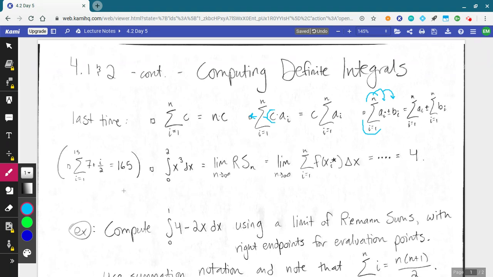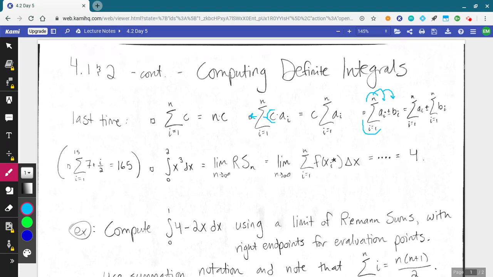We put those to work with a fun little computation. At least I thought it was fun. Computed this here, putting our formulas to work. And then we went to an integral, and once again computed the integral from 0 to 2 of x cubed as a limit of Riemann sums. This time, we used summation notation to represent that Riemann sum, and we were able to figure out the different pieces we needed and work it through.